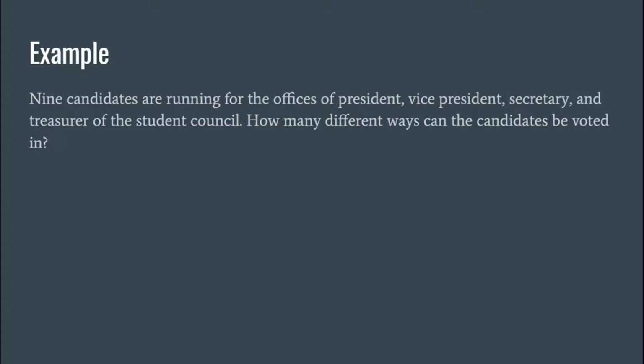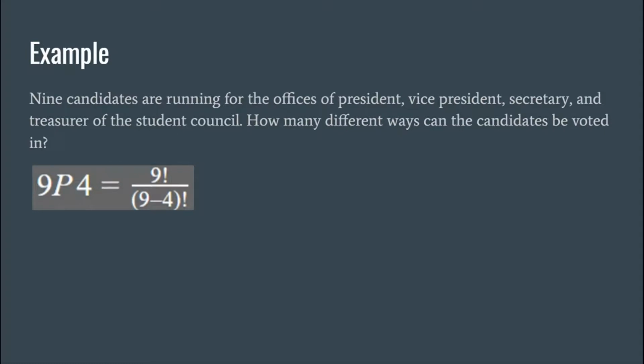Permutations are used when you're filling specific roles or there's a particular order. The easiest example to give for the order one would be a race. How many ways can the runners come in first, second, and third? So a particular order, or in this case, specific roles. That's what makes this one a permutation, that we're filling in specific roles.